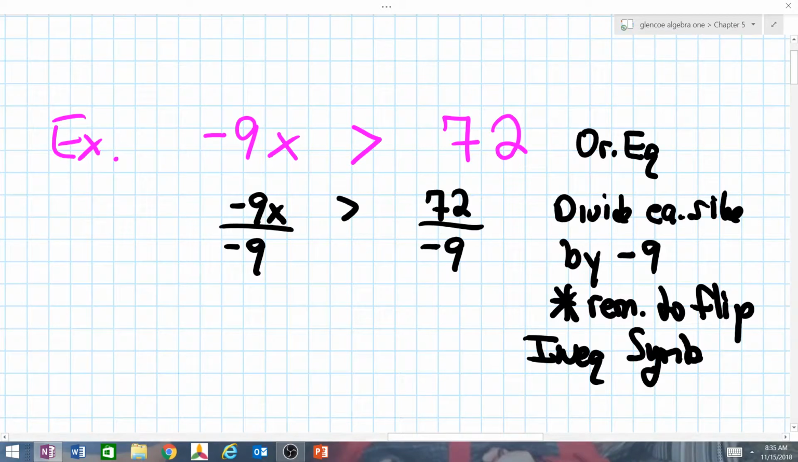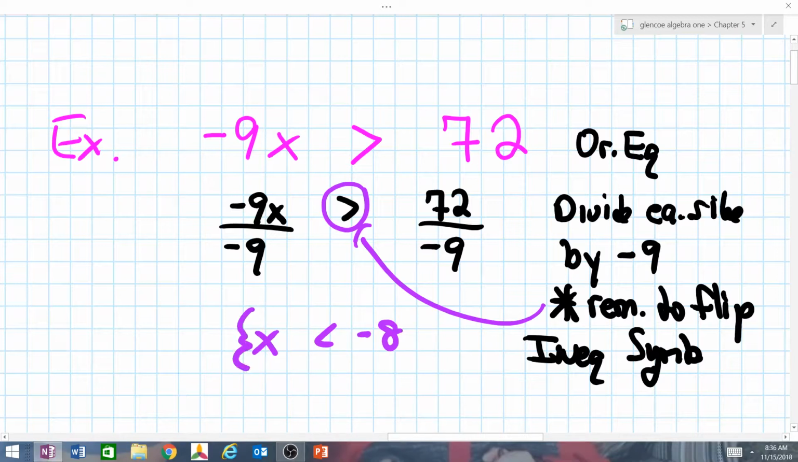Whenever I realize that I'm dividing by a negative number, I immediately circle my inequality symbol, because that's going to help me in this next step to say x is less than negative 8. Are you with me? Yes. Okay. That should be helpful to you, and that's like a little trigger. Okay, let's look at the first example that they've given us in our notes on 5.2.